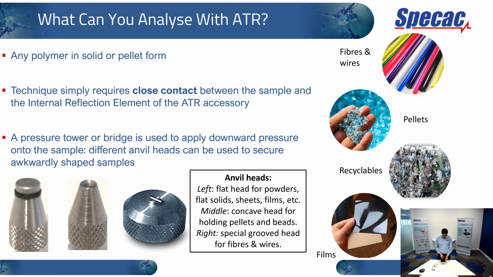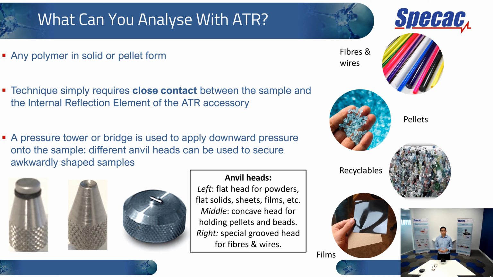But sometimes customers and users can neglect the importance of the anvil as well. So you can see here, for example, we've got an anvil on the loading arm, and because the end is shaped differently, that can accommodate different sample types. So on your slide, on the left-hand side, you've got the flathead for powders or flat solids, polymer sheets, polymer films. In the middle, you've got a concave head for holding pellets and beads, as you can see with the concave shape of the end of the anvil in the middle. On the right-hand side, we've got a special grooved head for fibers and wires.